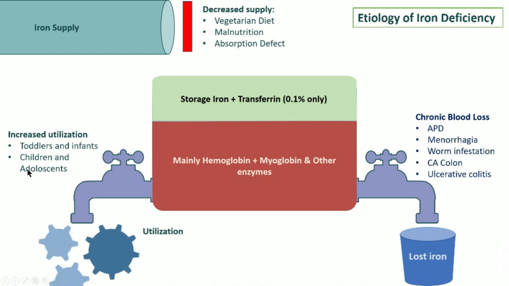And of course, there is also increased utilization in the growing age in children and adolescents. So if diet is iron deficient, it can lead to iron deficiency anemia. And in pregnancy, because the pregnant lady has to feed another human being which is being developed in her womb, she is more prone to development of iron deficiency anemia. That's the reason we give folic acid and iron supplements during pregnancy to prevent iron deficiency anemia as a prophylaxis. So this is the basic idea of etiology of iron deficiency.